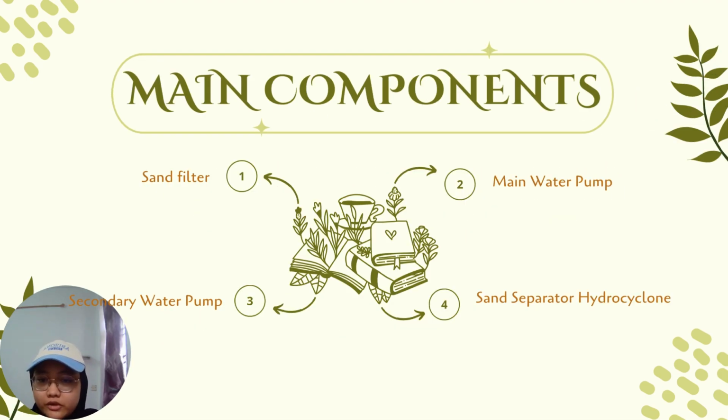After a bunch of trial and error, we have come up with four main components. Number one is the sand filter, number two is the main water pump, number three is the secondary water pump, and number four is the sand separator hydrocyclone. The main water pump will pump water from the source up to the sand separator hydrocyclone. The sand separator hydrocyclone will separate the sand from the river from the water that has been cleaned. After that, it will be delivered to the sand filter, where a bunch of layers help to clean up the water even more to remove any dust or particles. And lastly, the secondary water pump will pump the water from the sand filter up to the crops to supply water to the 4 acres of vegetable farm.